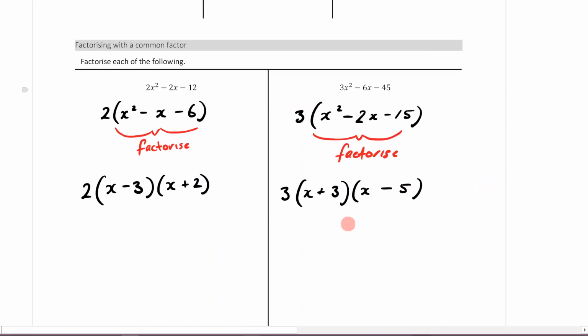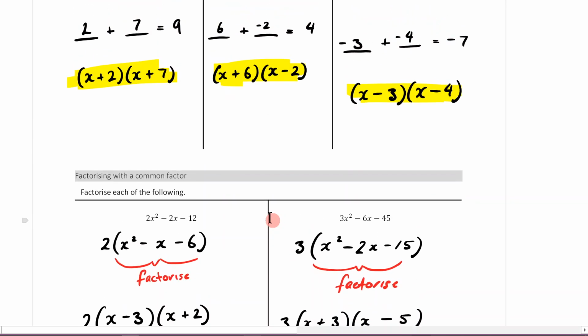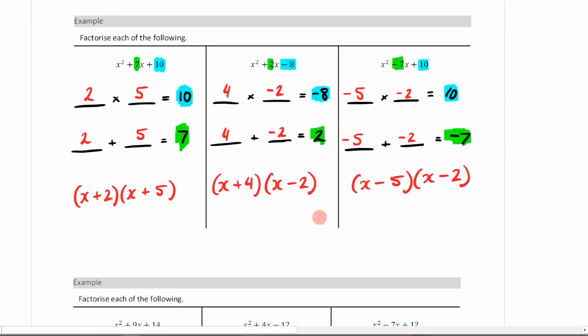So hopefully that makes sense. Sometimes you have to pull out a common factor before you can factorize. But that's it. Hopefully you found all of that manageable. A very important skill that we're working through. So hopefully you feel like you have a good grasp of it. All right.